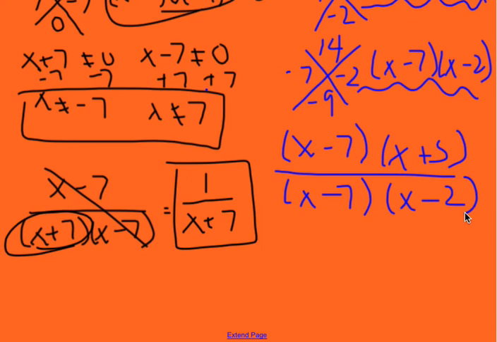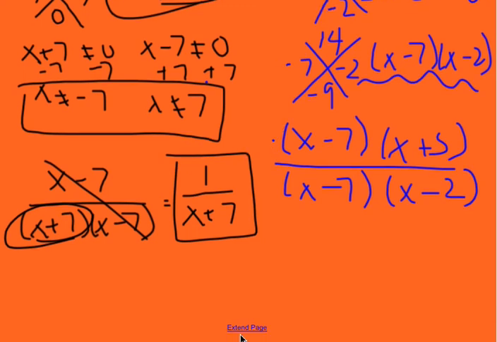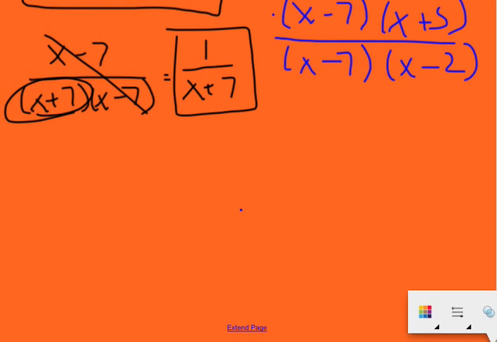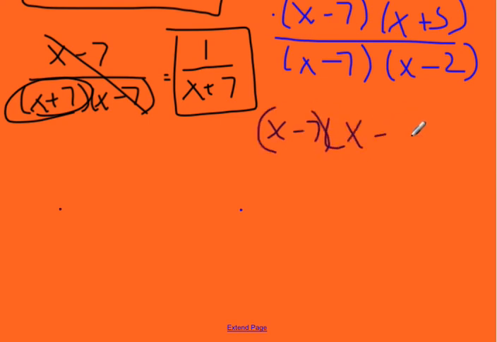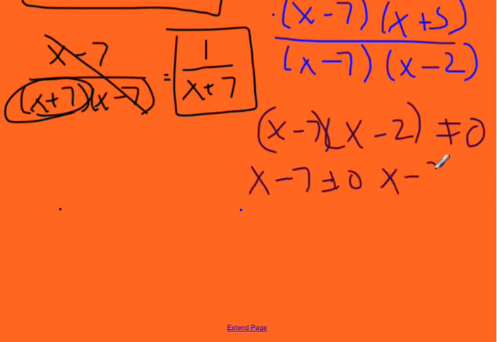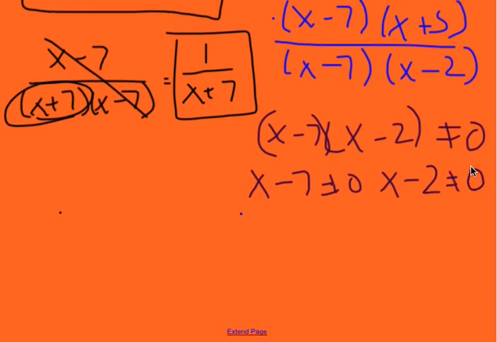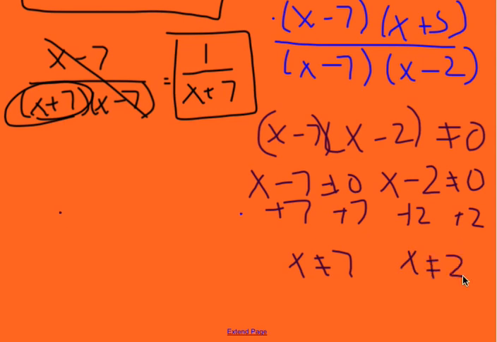So before I cancel anything out, I want to go ahead and get the excluded values. I'm just going to do that in a different color just for fun. So we're going to say, okay, x minus 7 times x minus 2 cannot be equal to 0. That means that x minus 7 cannot be equal to 0 and x minus 2 cannot be equal to 0. So then we're going to add 7 to both sides, and we get that x cannot be 7. Here we're going to add 2 to both sides, and we get that x cannot be 2. So this right here represents your excluded values.